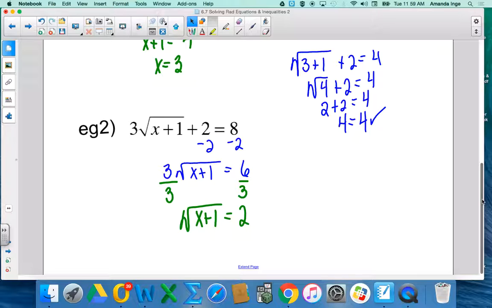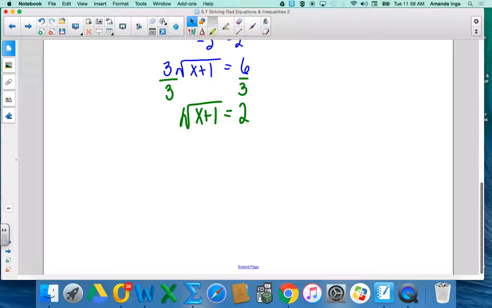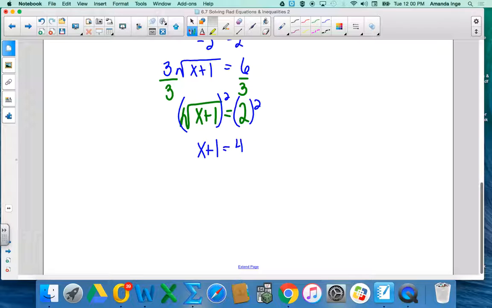At this point, we want to square both sides. And when we square both sides, we get rid of the radical sign and get x plus 1 is equal to 4. So x is equal to 3. Once again, you should check this.